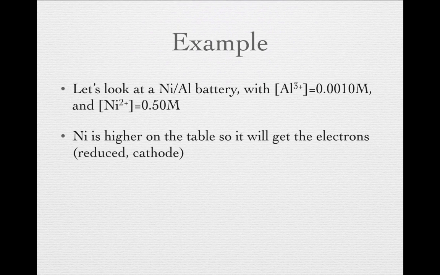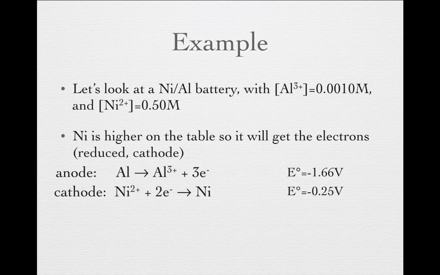Now if we look at our reduction table, we see that nickel is higher on the table, so it will get the electrons, which means it will be reduced. It will be the cathode. So at our anode, we have oxidation taking place of the aluminum. So we have aluminum going to aluminum 3 plus plus 3 electrons, and we've got our reduction potential there. At the cathode, we've got nickel 2 plus plus 2 electrons going to nickel metal, and that has an E0 of minus 0.25.